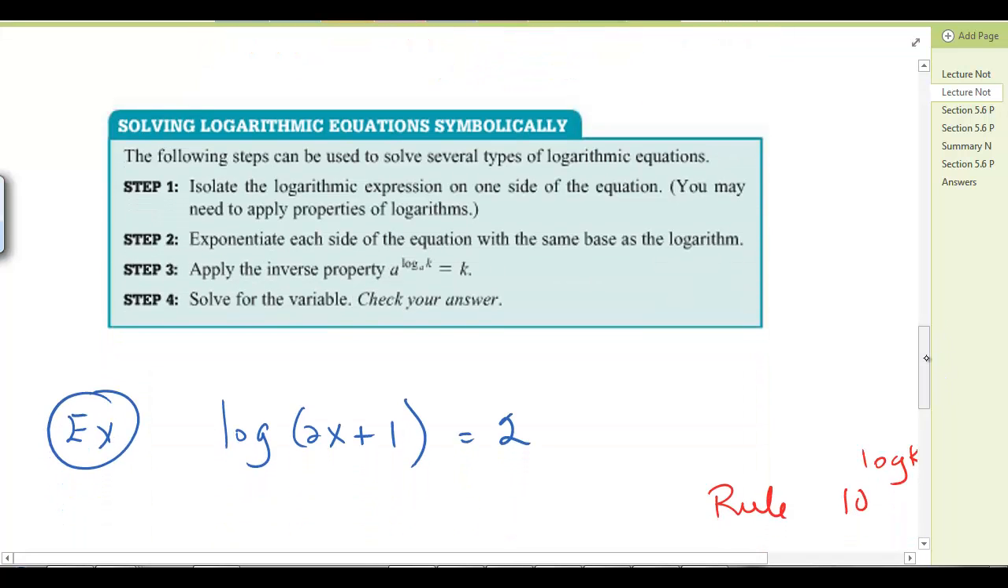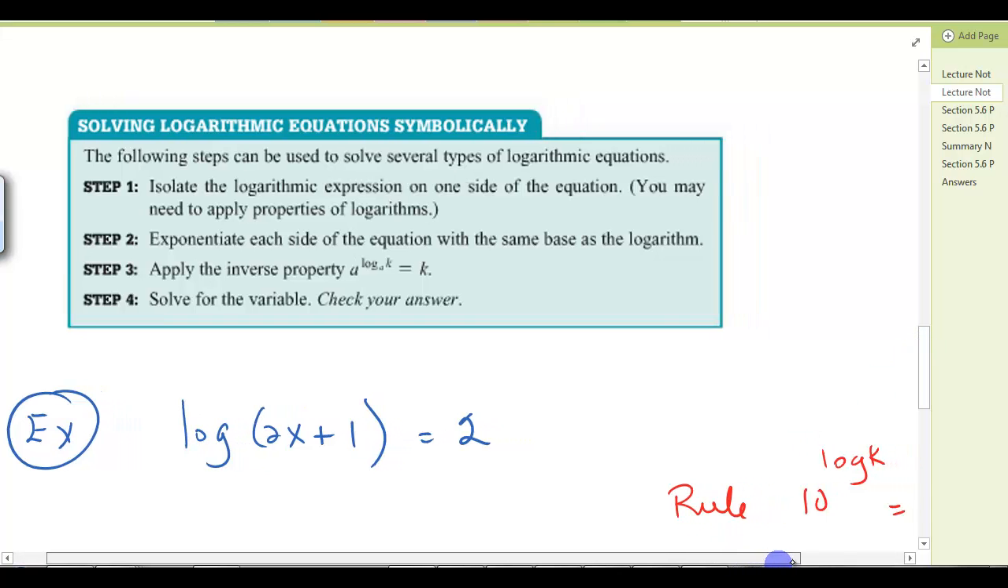Solving log equations. Those were exponential equations. Solving log equations, you're still going to isolate the log expression. Then you're going to exponentiate each side, which means you're going to take a base and raise it to what you have there. And then you're going to apply this property that says a raised to log base a of k equals k. You'll see what happens when we actually start working on the problems.